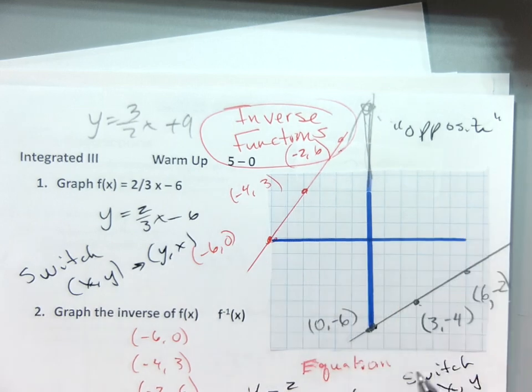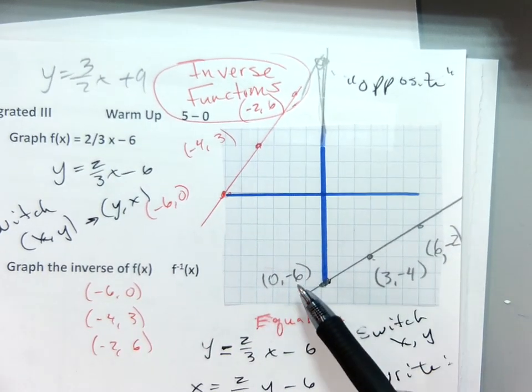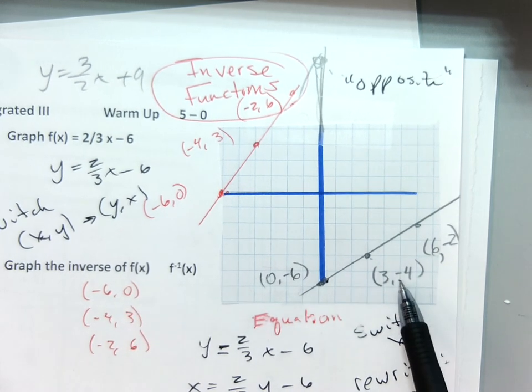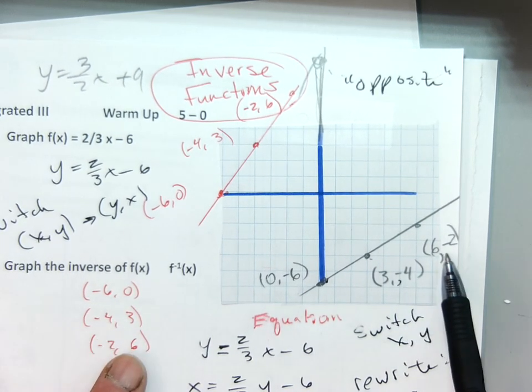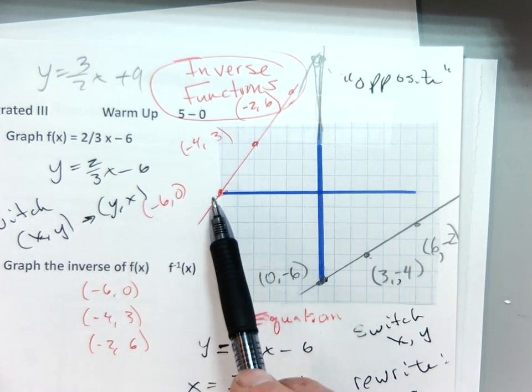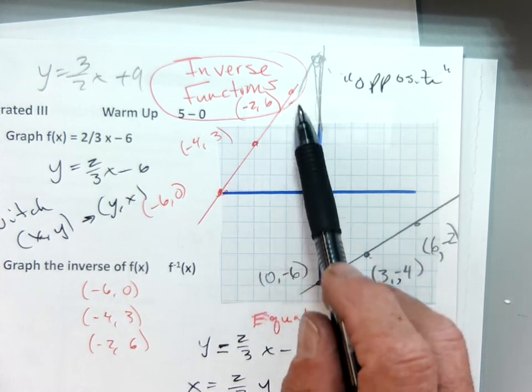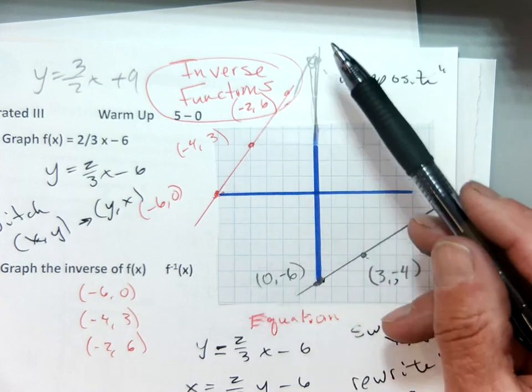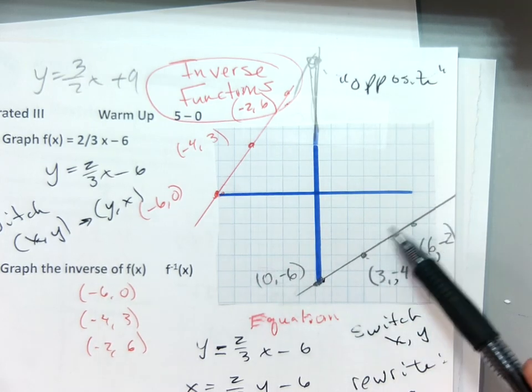So we said, okay, if we want the inverse of this graph, we took all of these points, (0, -6) and made it (-6, 0). (3, -4), we made it (-4, 3). (6, -2), (-2, 6). So I just switched the x and y. And then I graphed those points, (-6, 0), (-4, 3), (-2, 6), and I graphed it. So this is the inverse graph of our original graph, okay?